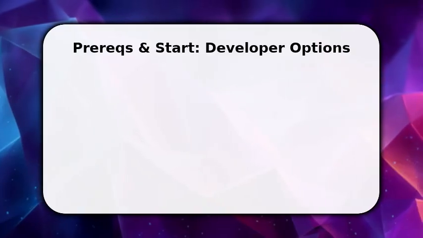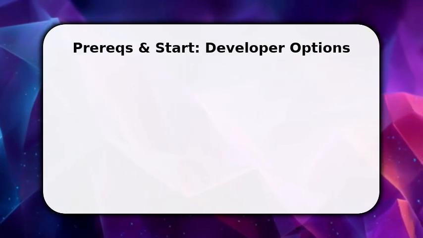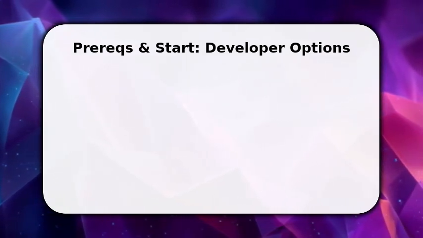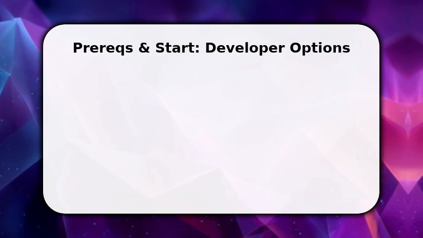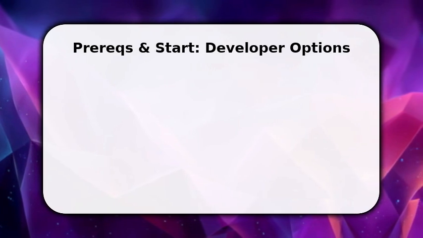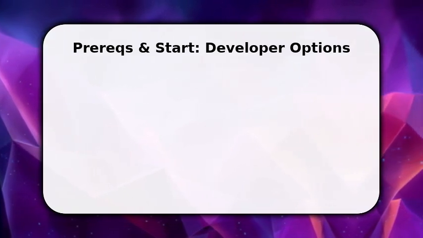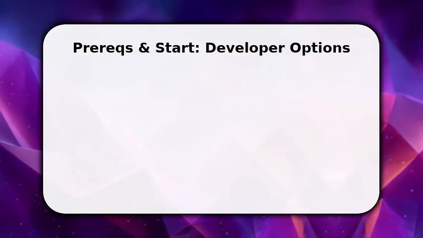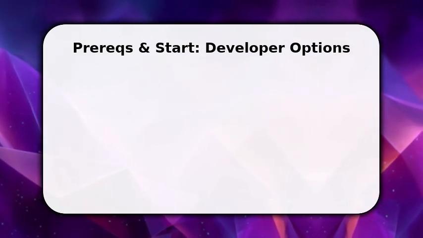You begin by confirming your Techno Spark model and ensuring battery above 30% to avoid interruptions. Open Settings and go straight to About Phone. Tap build number 7 times until you see you are now a developer. Once done, back out to Settings and locate Developer Options.